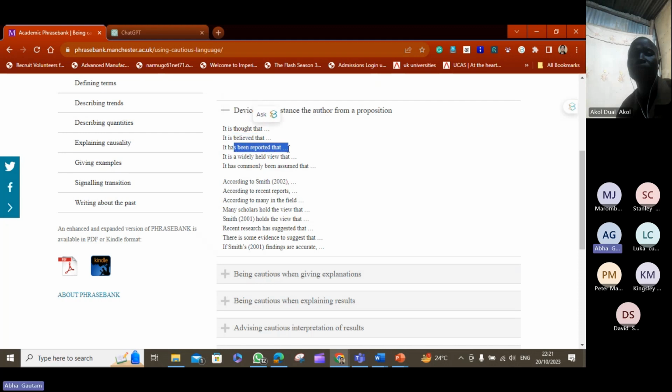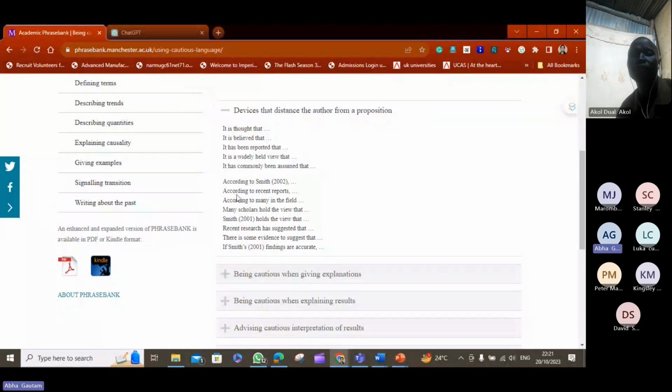Or it has been reported that. That means it was an observation. Widely held view that. It means people have this view. The author does not want to claim this, but people are thinking that way. And then it has commonly been assumed that. So see how beautifully they are saying that, we are very, very far from this claim, but still we are telling you the perspective and view of a wider picture of the audience and many people.